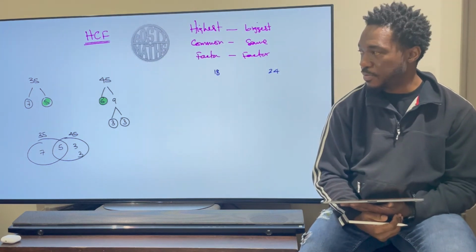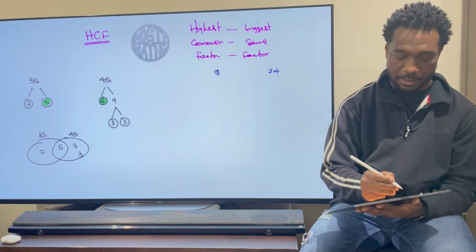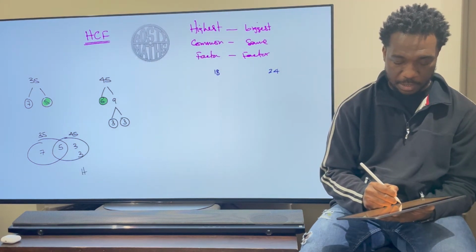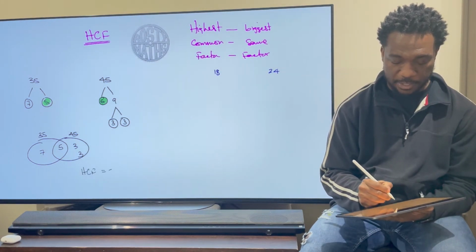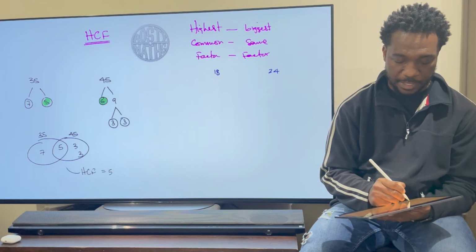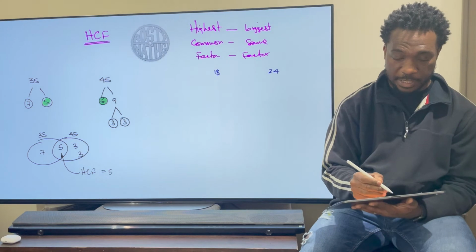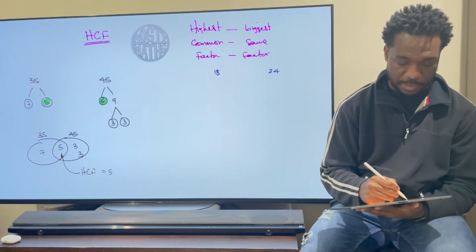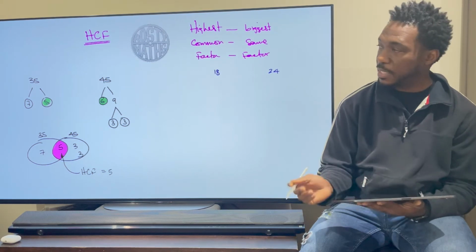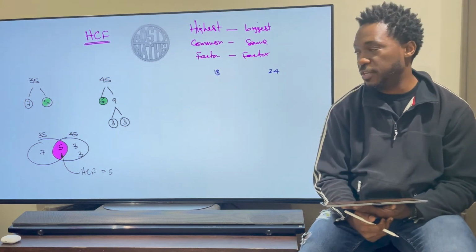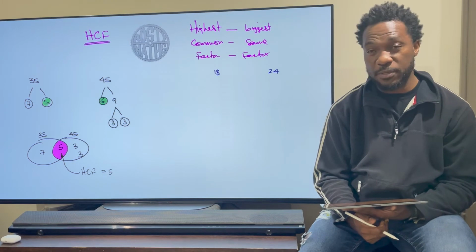Now that I've got my Venn diagram done, I can now tell you that my highest common factor is 5, because the highest common factor is the thing in the middle. So that's my highest common factor, right in the middle here. Whatever is in the middle, take them out, multiply them, and that's you finished there. All right, I hope that was pretty easy.